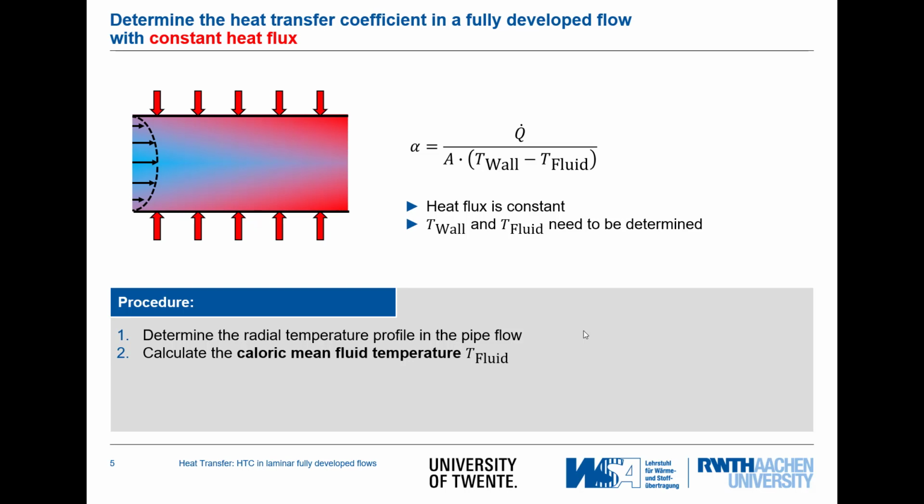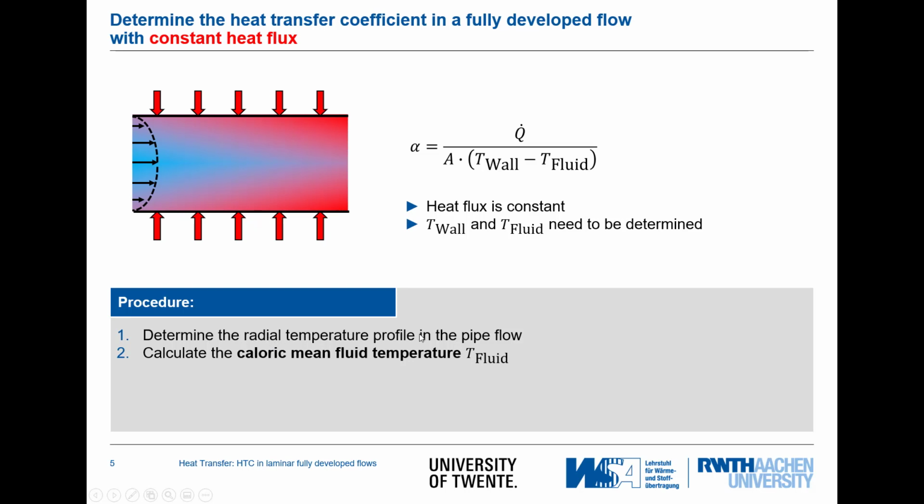So what are the steps and the procedure? We have to look at this equation and at the missing parts, the wall temperature and the fluid temperature. How can we calculate these? First of all, to calculate these two temperatures, we need to determine the radial temperature profile in the pipe flow. In the next step, we have to calculate the caloric mean fluid temperature, which is sort of the integral of the radial temperature profile.